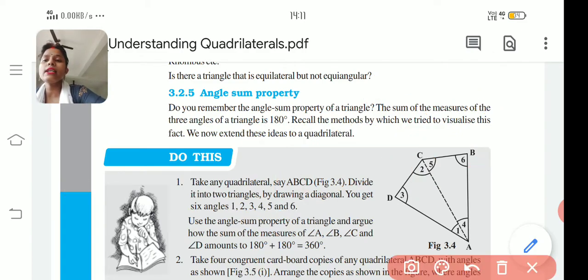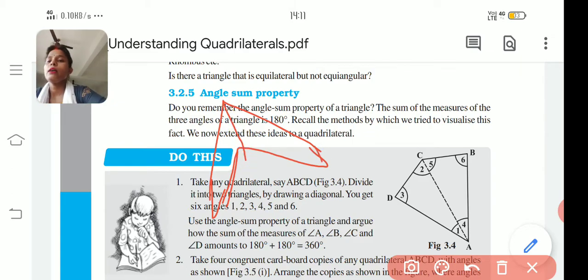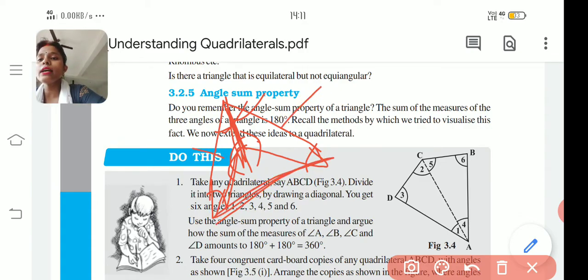Any type of quadrilateral we can make. You can make the quadrilateral like this also. Now see, this is a quadrilateral. After that you can join these two vertices. Now in this also you will get three angles. This is a concave type of quadrilateral. A concave polygon is one in which the diagonal is outside. Now here you can see that there are two triangles.